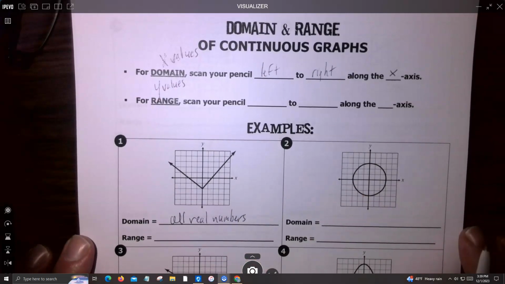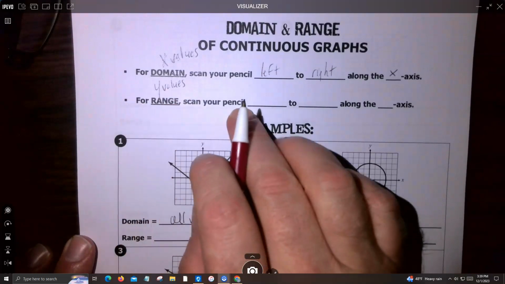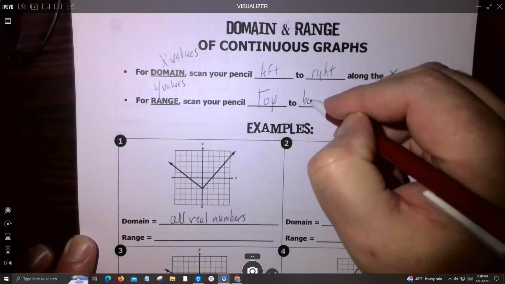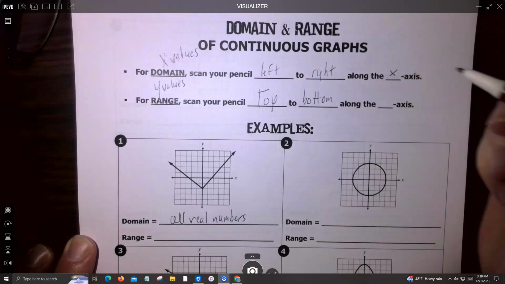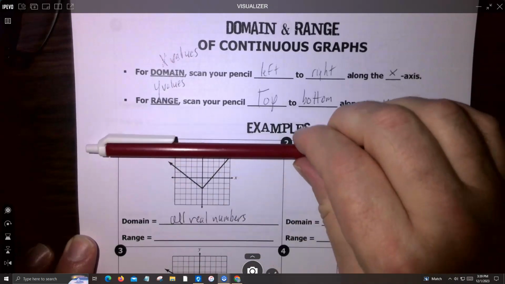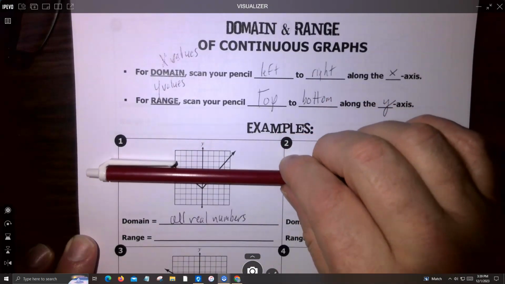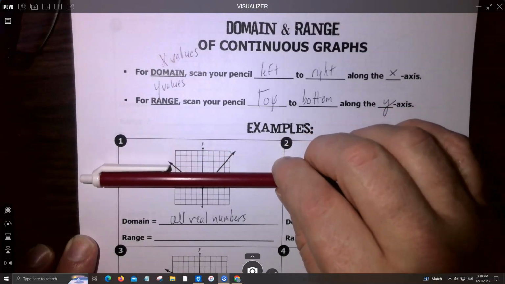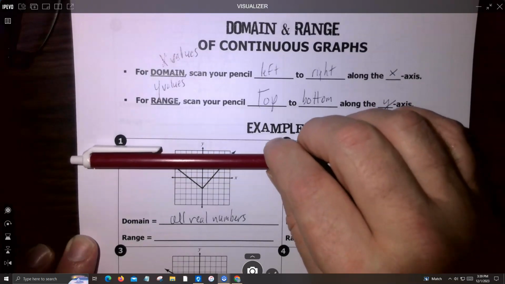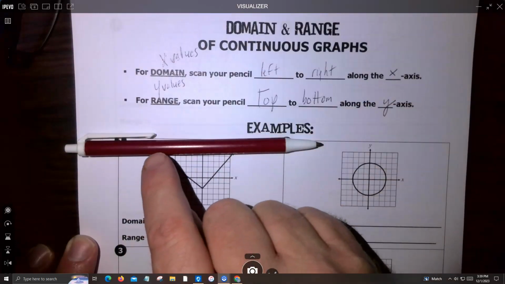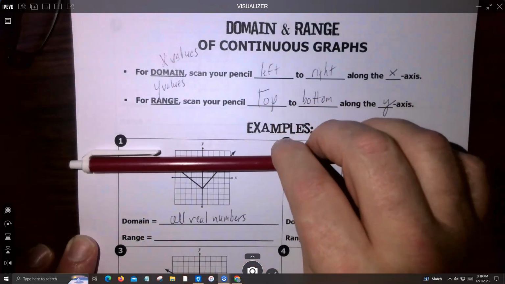Okay, all real numbers. Y, we are going to do the range. You scan your pencil from top to bottom along the y-axis. And now the idea is, as long as a graph is hitting your pen, it's part of the range. Right here, if you notice, it's actually hitting at two spots. It's hitting over here and it's hitting over here as I scan down.